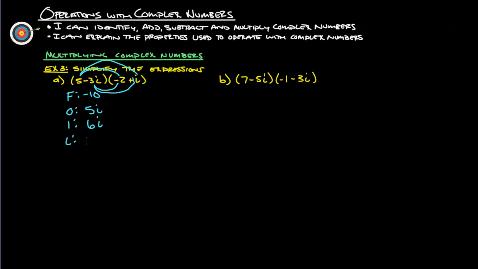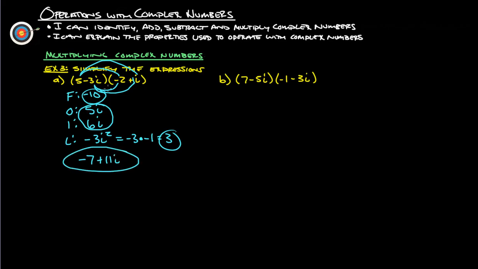And then L for last is -3i times +1i, right? So negative times a positive is a negative. 3 times 1 is 3. And then we get i times i, which is officially i squared, right? Now, we just learned that i squared is the same thing as -1. So that's really -3 times -1, which is just +3. So now, to simplify this, we're going to take the -10 and the 3 together, and that's -7. And then the 5i and the 6i is plus 11i. So that is multiplying these two together using FOIL.